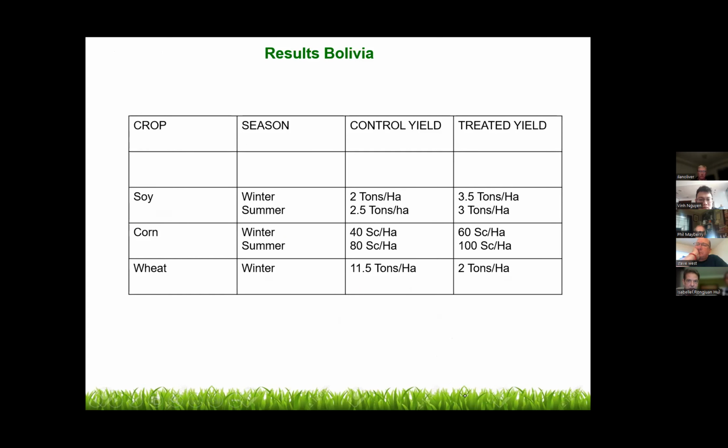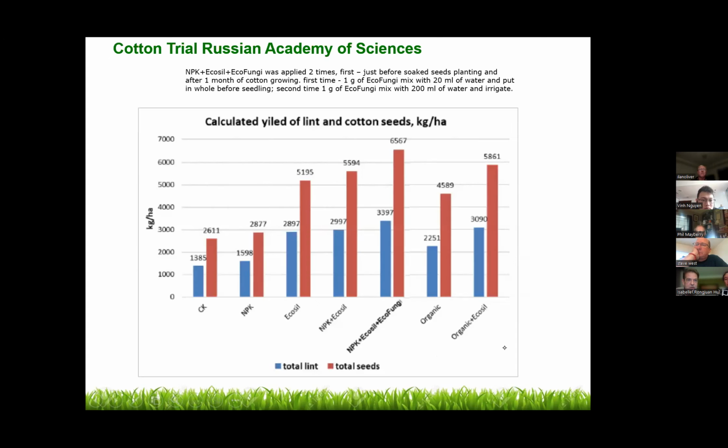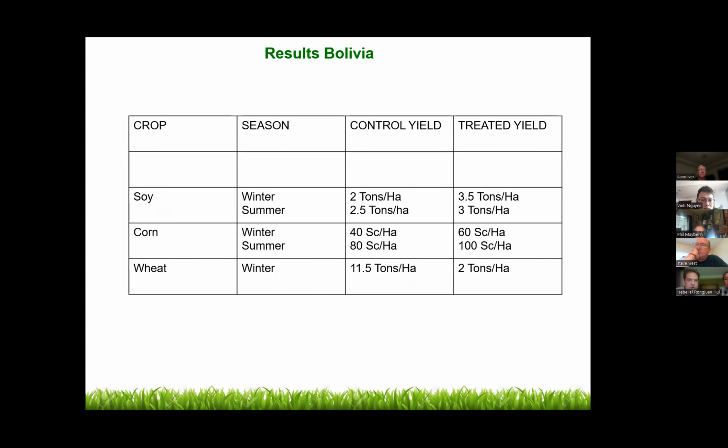Okay, here are some of the results. I'm sorry, this is from Bolivia, from different types of crops. We did work for several years there, and this was the compound result that they got through many years. They went from 2 to 2.5 tons to 3 to 3.5 tons in improvement in soy.